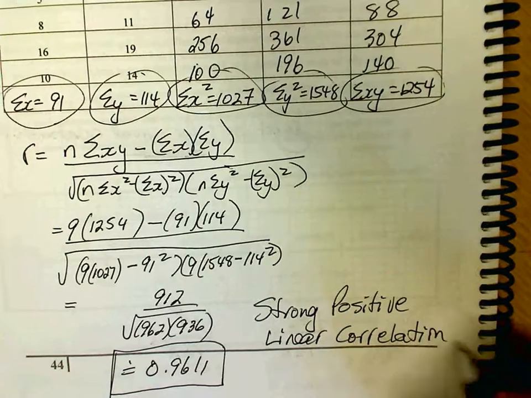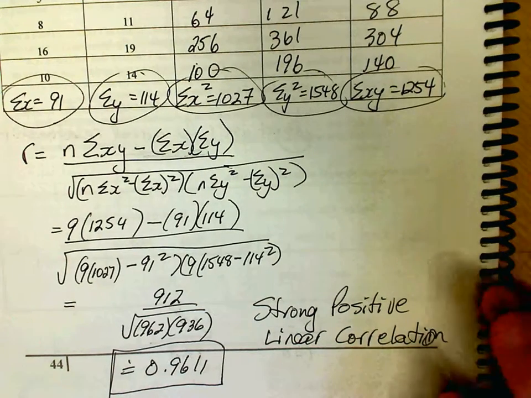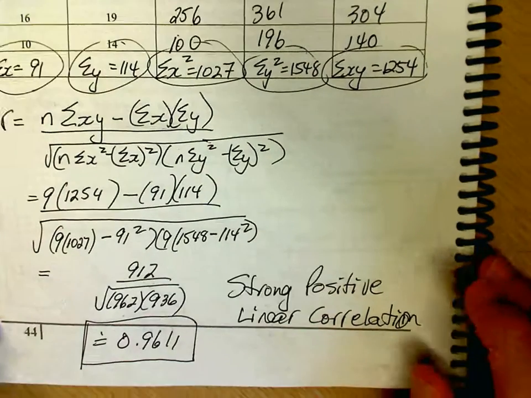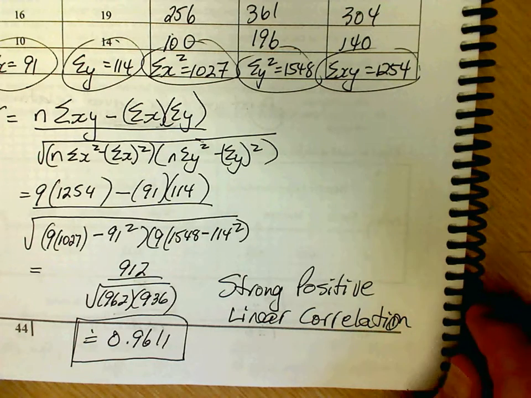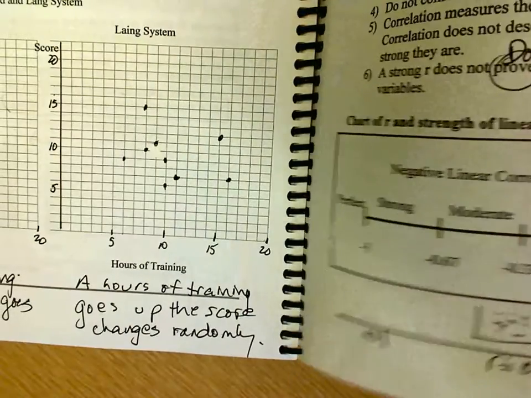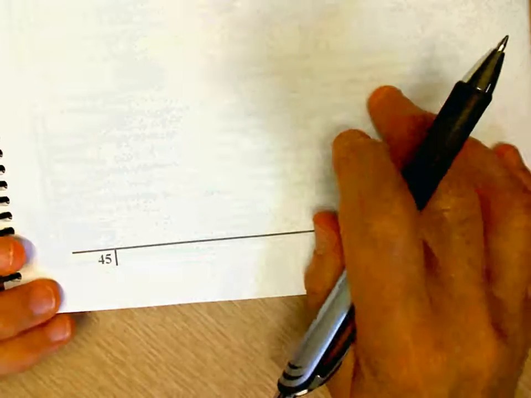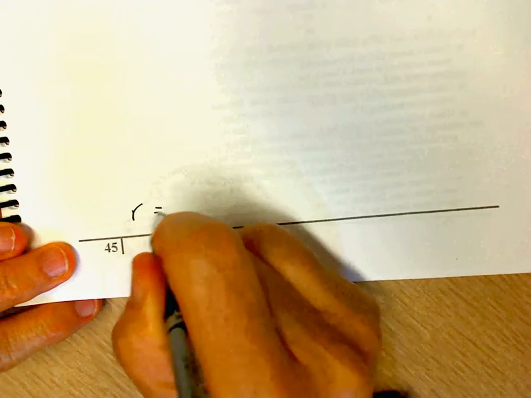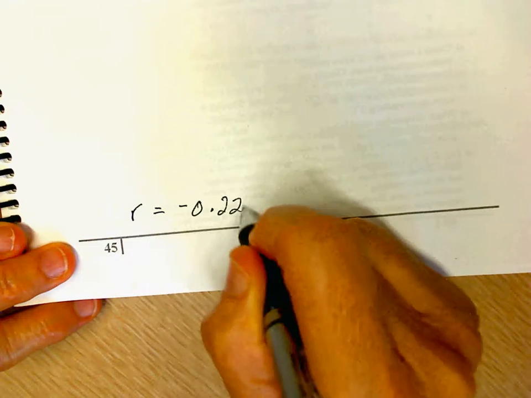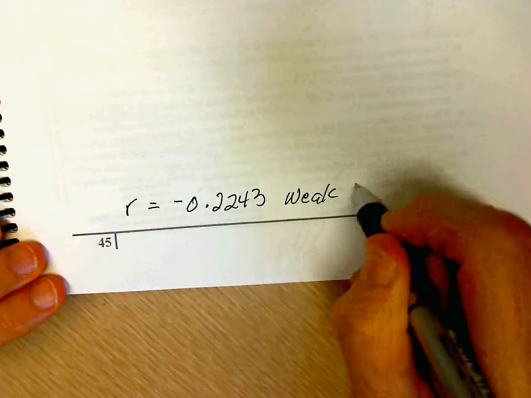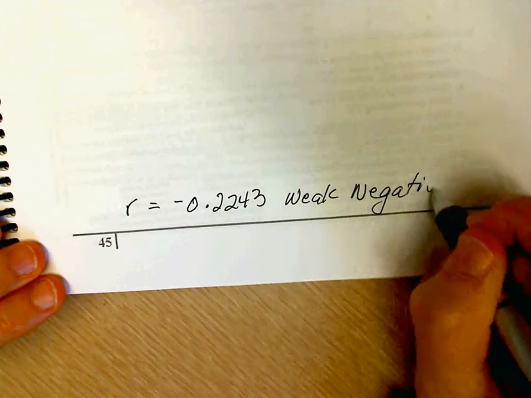What do you think the Lang one might be? Close to 0? Not sure, but it's hard to tell whether it's positive or negative, right? It could be going this way or that way. So I want you guys to do this. You can calculate R. Just get practice using that formula. The answer is that, and the classification is weak, negative, linear correlation.